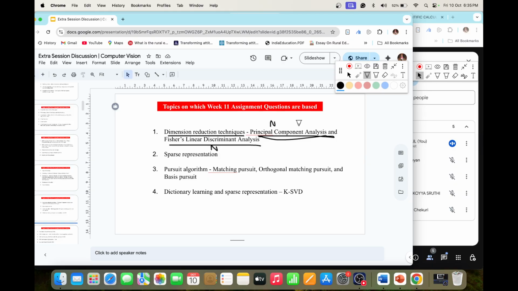Principal component analysis is basically nothing but your eigenvector and eigenvalue calculation, so you can just see that. And in Fisher linear discriminant analysis, you have scatter between classes and scatter within classes. These two matrices are very important, so again you can expect a numerical from this. And for sparse representation, there can be a short numerical related to this, but it is more important from a conceptual point of view.